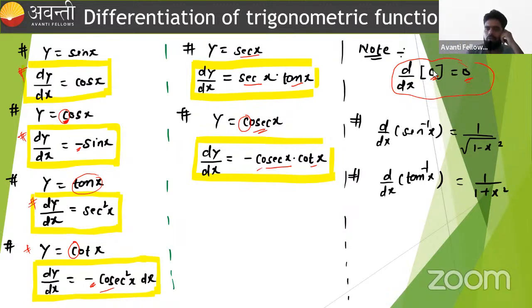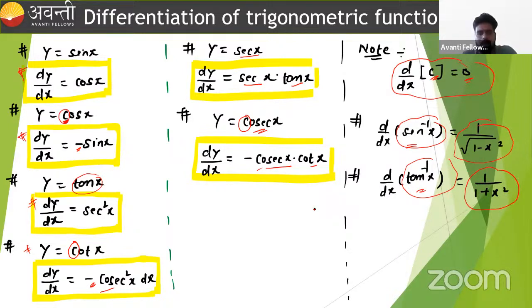Here I am talking about the two inverse functions. I am not taking all inverse functions, but these are the most important. One is sine inverse x and one is tan inverse x. What is the differentiation of sine inverse x? That is 1 upon under root 1 minus x square. And what is the differentiation of tan inverse x, beta? That is 1 upon 1 plus x square. So we have to keep in mind such type of very small but important things.